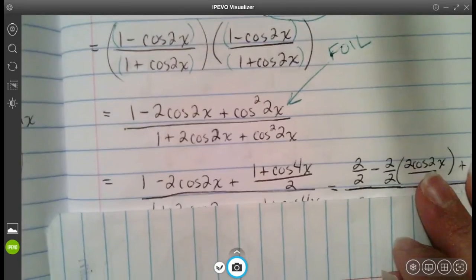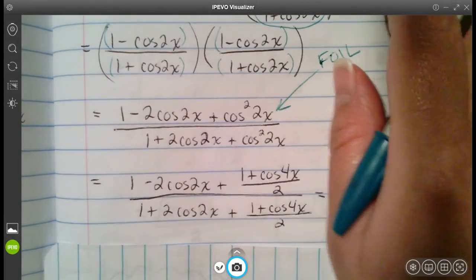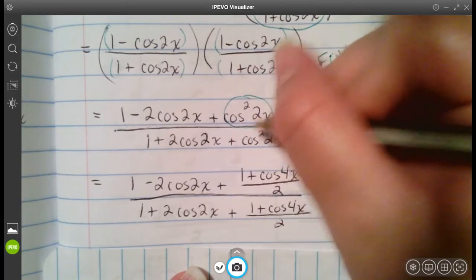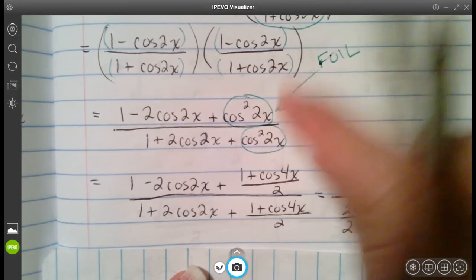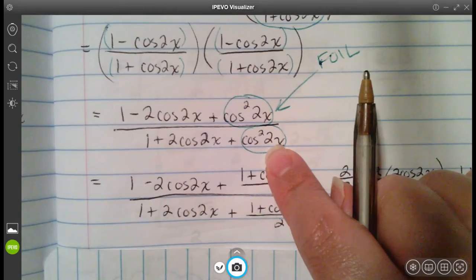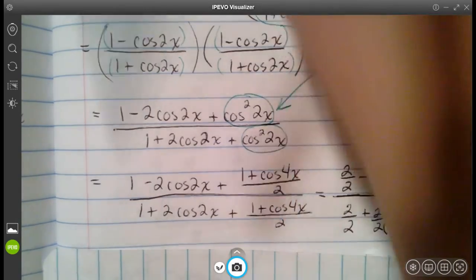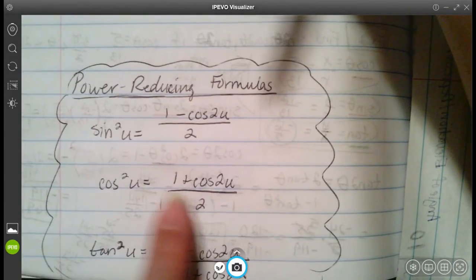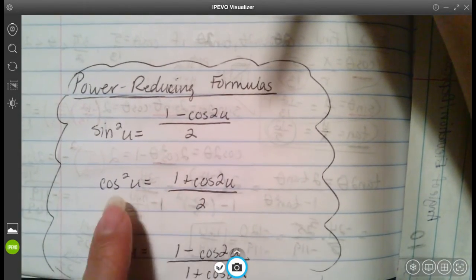Then I broke it down in pieces after this. So I went ahead and replaced this one now. Both of these are replaced with the cosine squared theta power reducing formula. So I'm going to jump over here again. There it is. This is the formula. It has a fraction. So this is replacing this now. Let's see what that looks like.